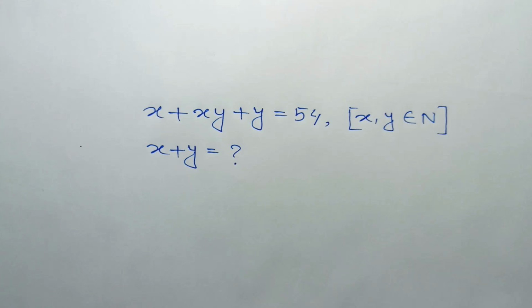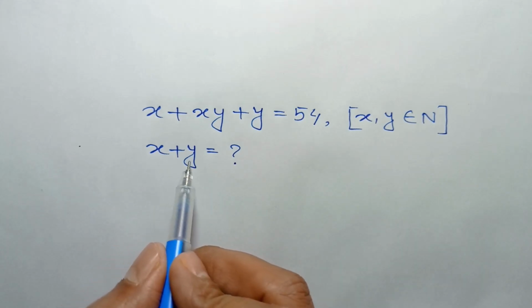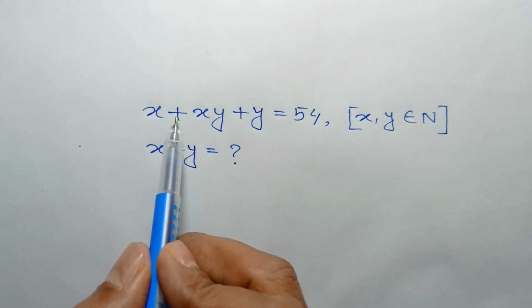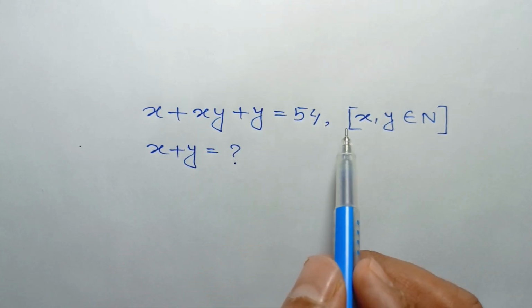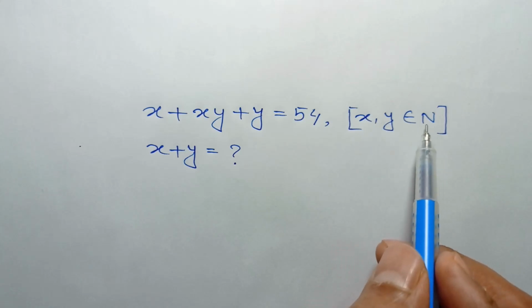Hi everyone, in this video I am going to show how to find the value of x plus y where x plus xy plus y is equal to 54 and x and y are natural numbers.